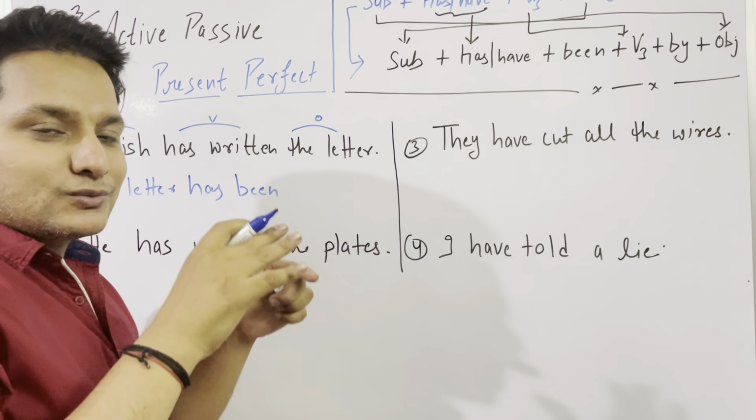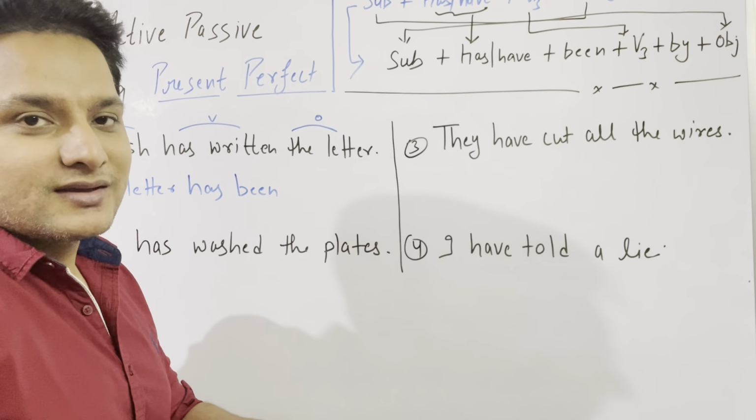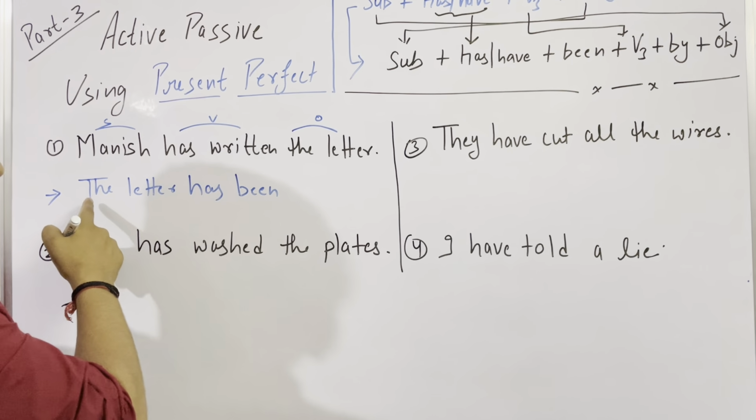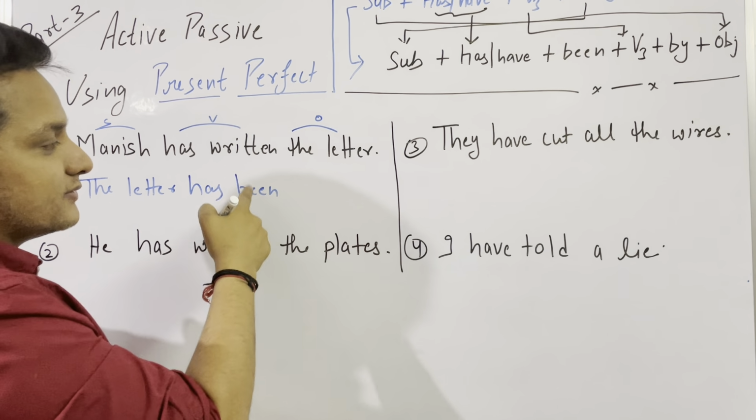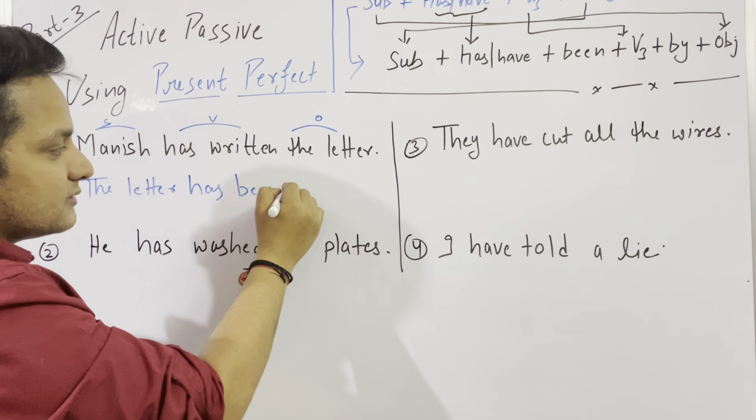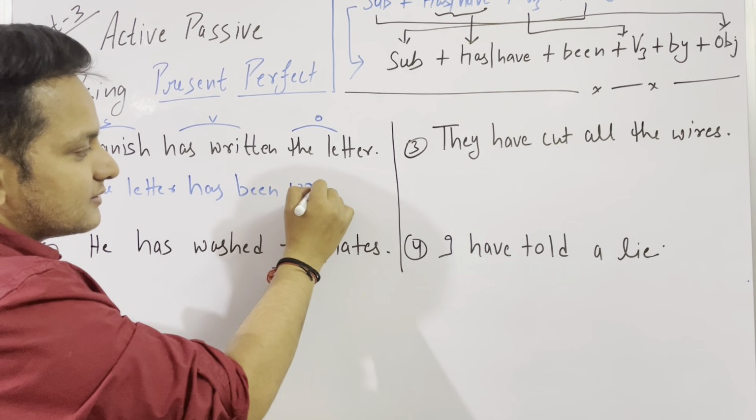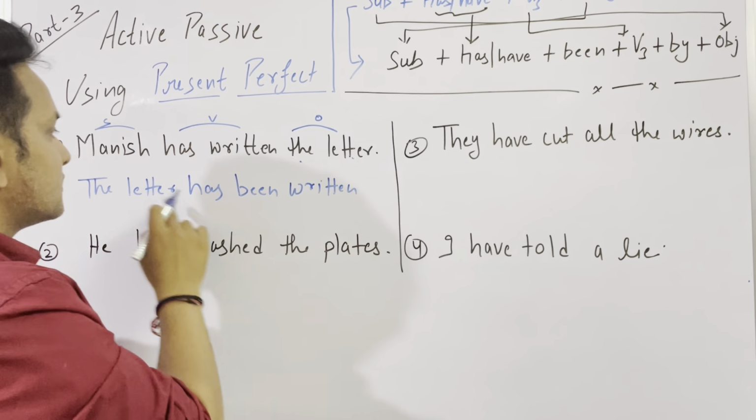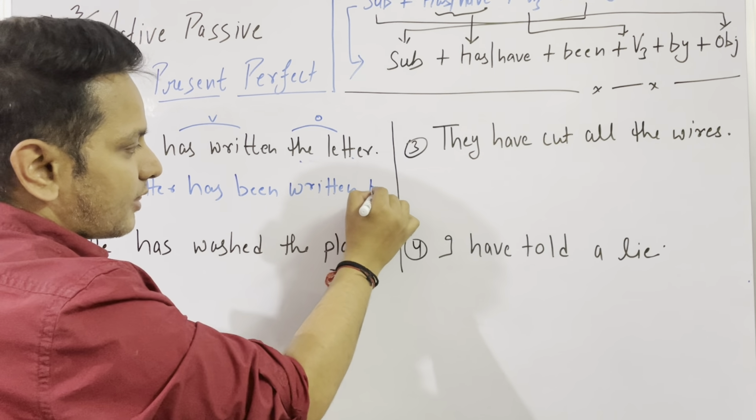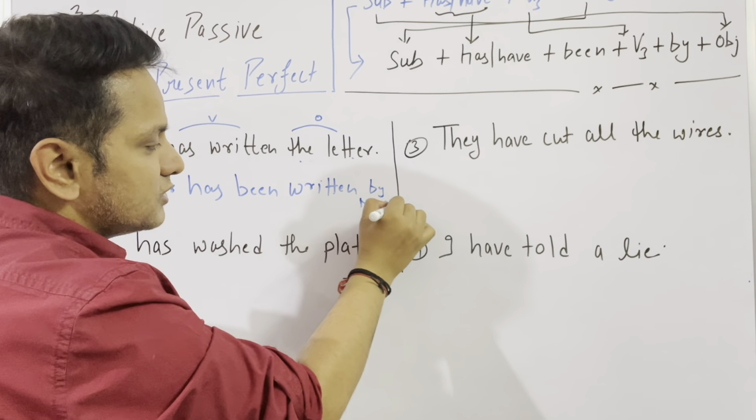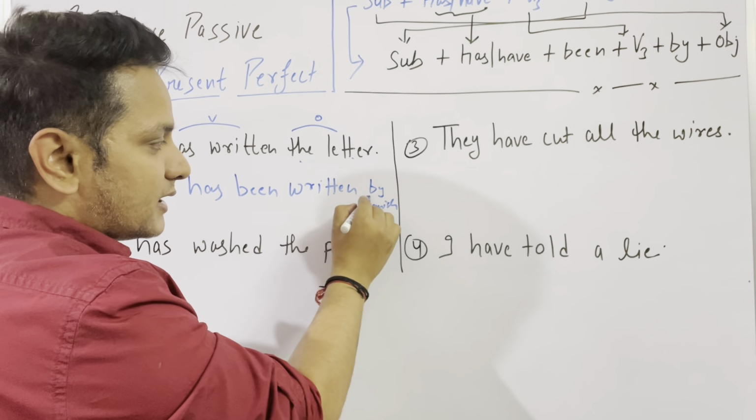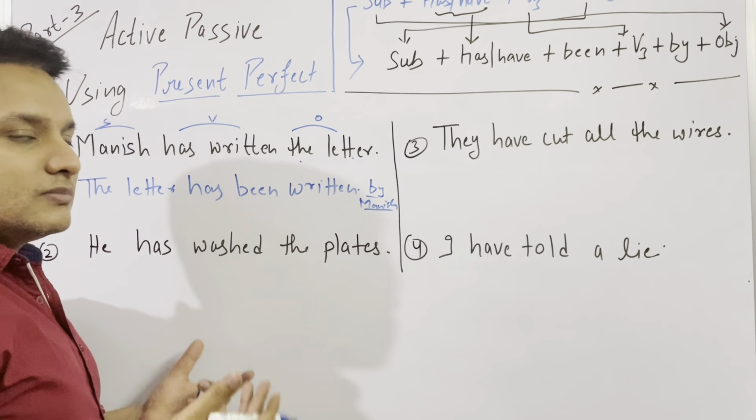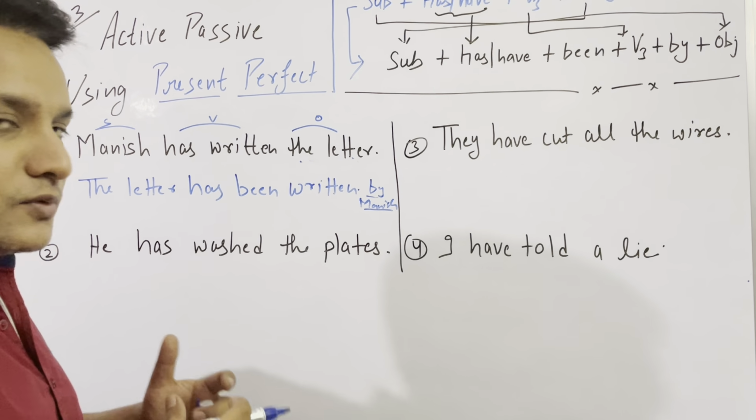Just remember, to convert something into passive from active in present perfect, been has to be used. You have to learn it, right? So the letter has been, then V3, and this is the V3 only, we'll be using it as it is written. Then we have, sorry, not this one, written by Manish. I told in a previous video as well that this thing, by Manish, is an optional thing. Even if you just stop here, this will be a correct sentence. Okay, I hope you have understood something.